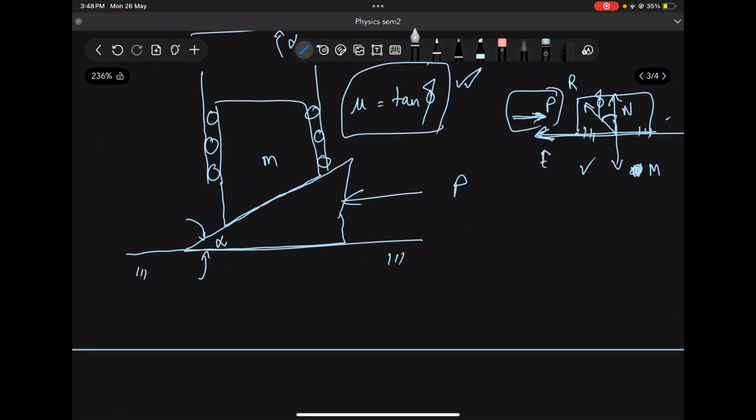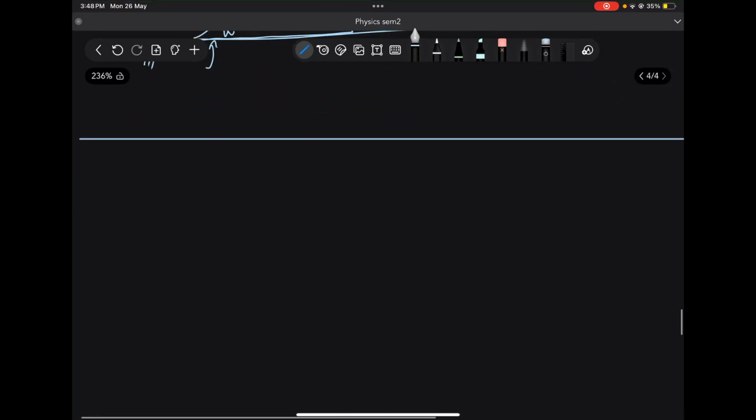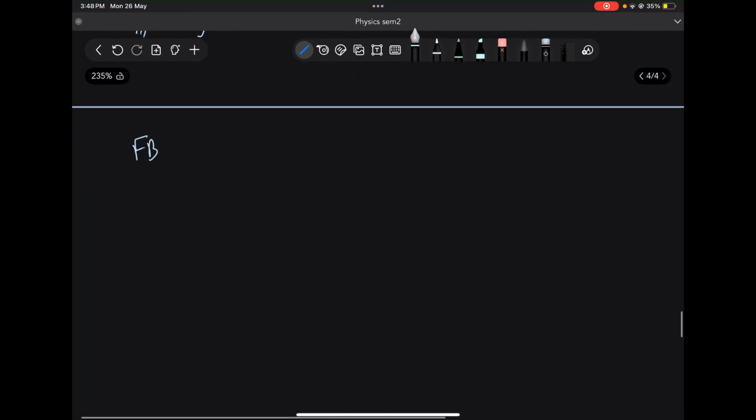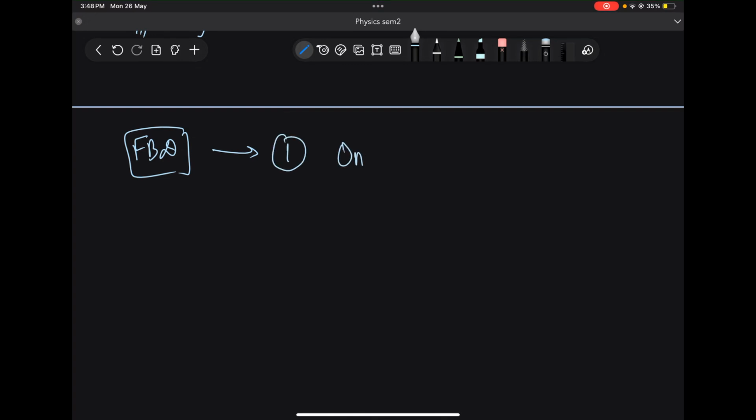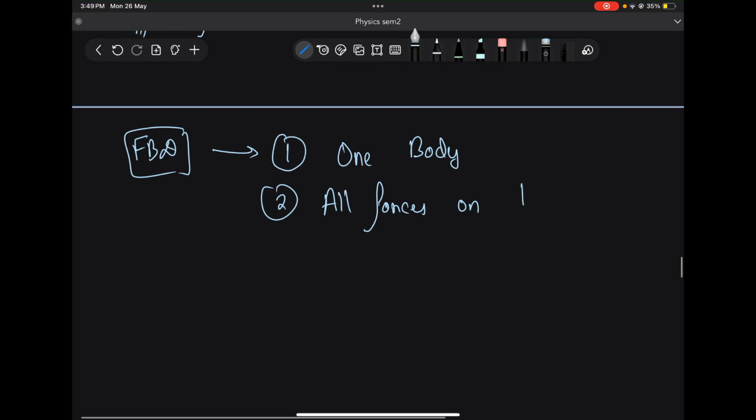So let's first introduce another thing. You can see how we are transitioning from one topic to another without going into details, so that everything merges together and appears as one chain of what you need to learn. So let's talk about free body diagrams. Free body diagrams have two basic conditions. The first condition, it should consider only one body and nothing else. And the second condition, it needs all forces on the said body.